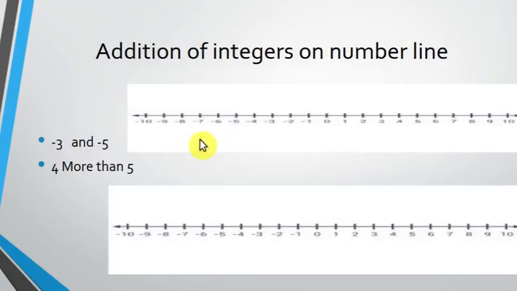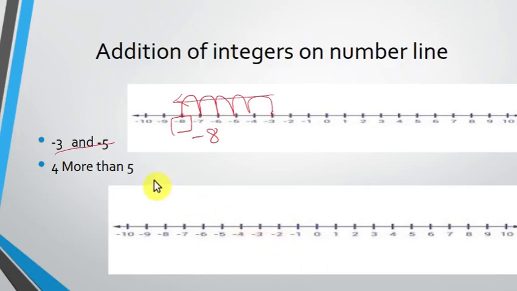Next, another example, -3 and -5. First we have to go to -3. Where is -3? Here, -3. We want to add which number? -5. Minus means we want to go to the left side. How many moves? 5 moves. 1, 2, 3, 4, 5 moves. So what is the answer? -8.